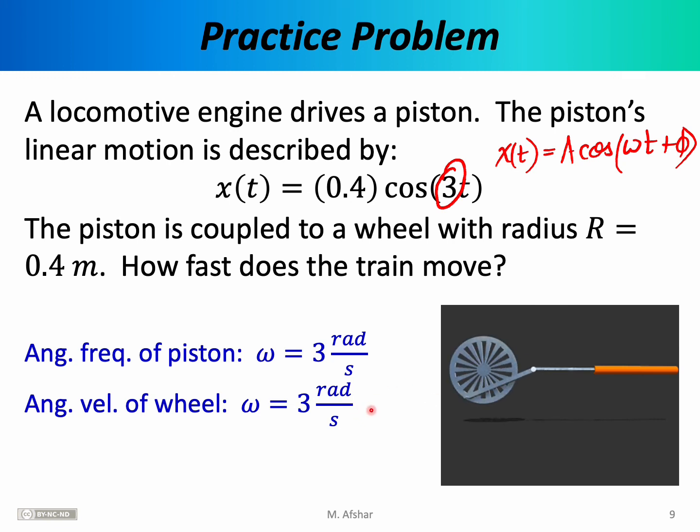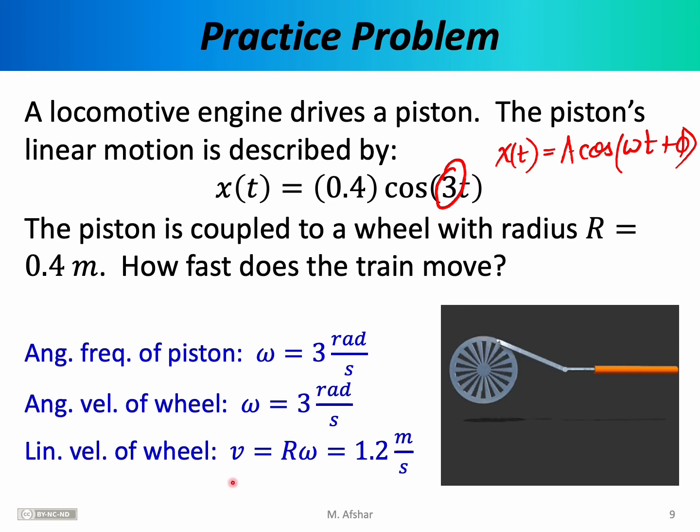At this point, it helps to remember some relationships between angular and linear quantities. Hopefully you remember from your mechanics course that linear velocity is equal to the radius times angular velocity. We know what the radius is, which is 0.4. We know the angular velocity is 3 radians per second. And so the linear velocity of the wheel and the train to which it is attached will be 1.2 meters per second.